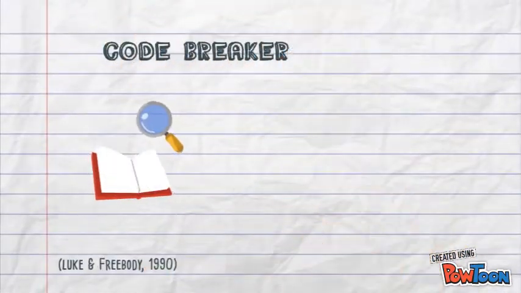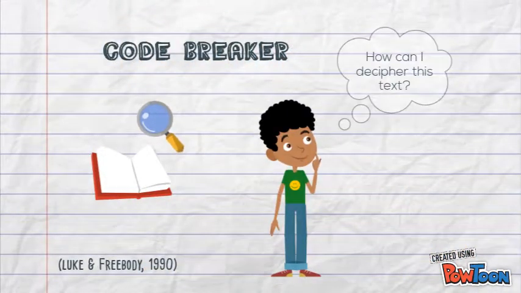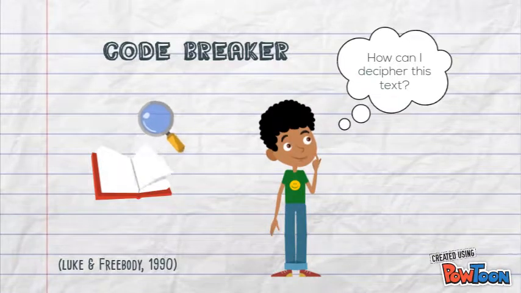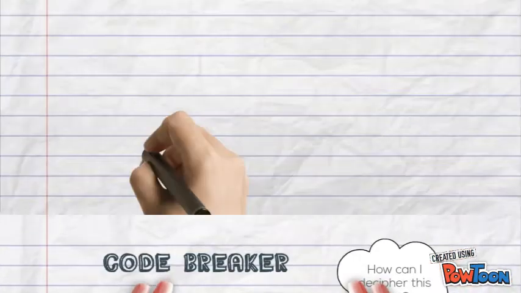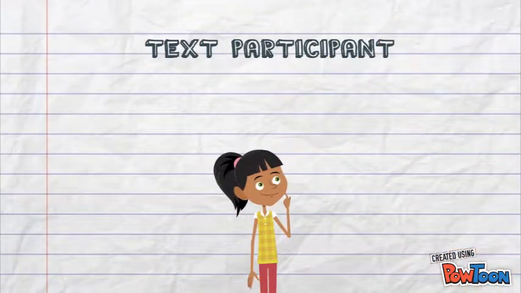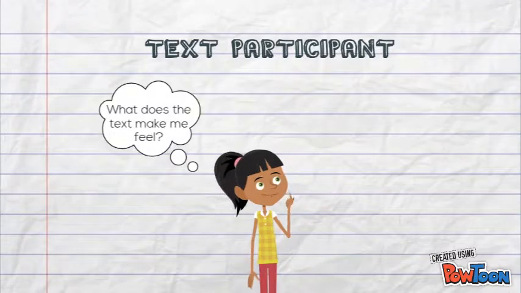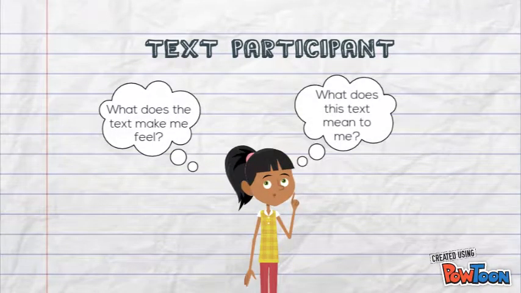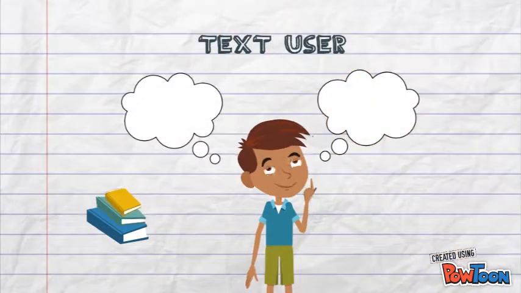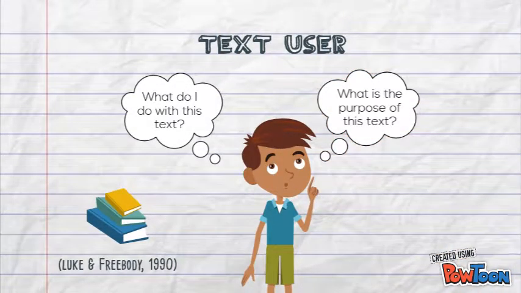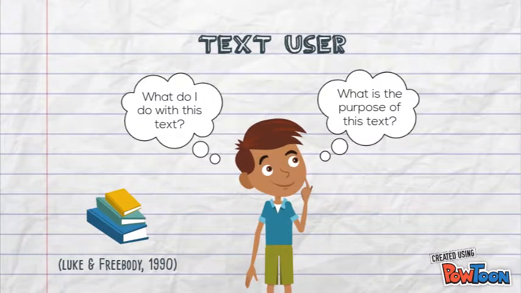Codebreaker practices involve using the conventions of written language such as spelling and grammar, and visual language such as images to decipher a text. The text participant applies their background knowledge to a text to understand how texts are structured to create meaning. The text user draws on their knowledge of syntactic, semantic, and pragmatic features of a text to understand the social purposes of the text.